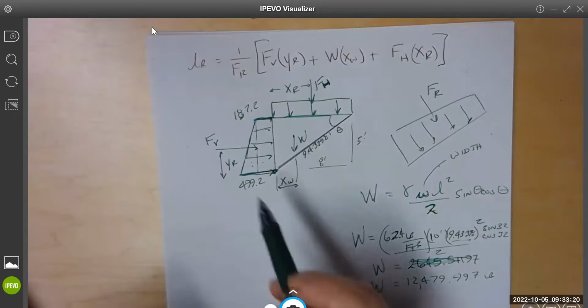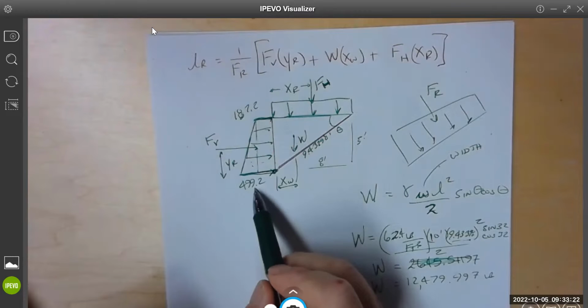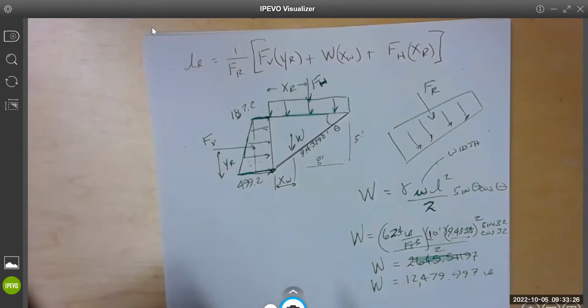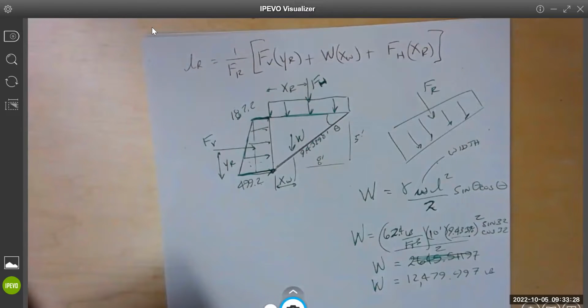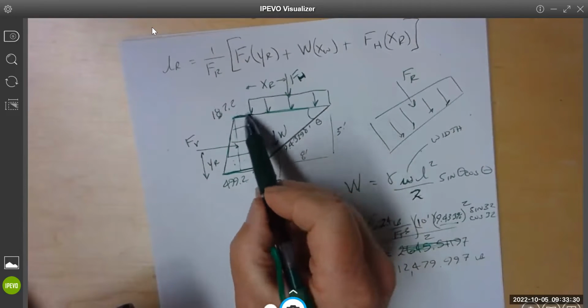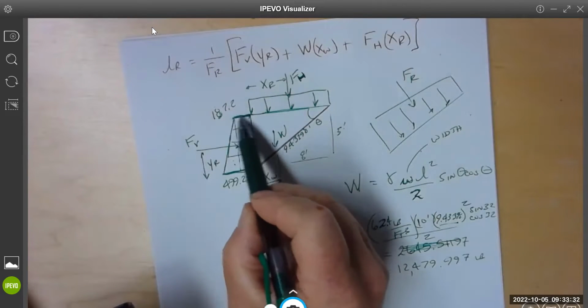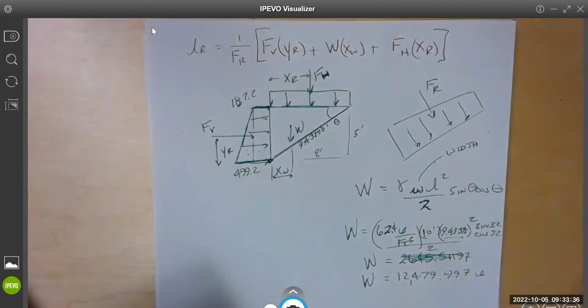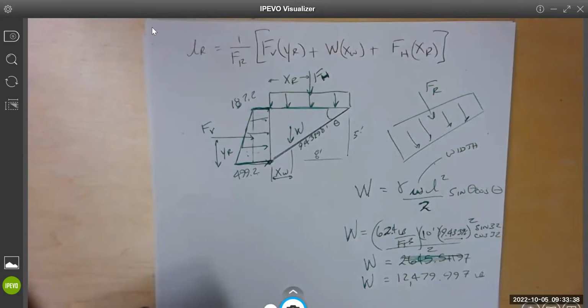1/2 the base, and the base is not 499.2. It's the subtraction of these two. So is the 187.2 the distance of that little top section? Yep, absolutely. Pressure.